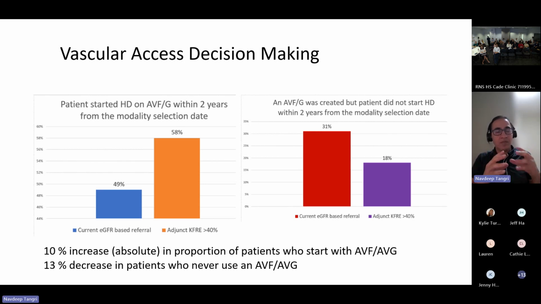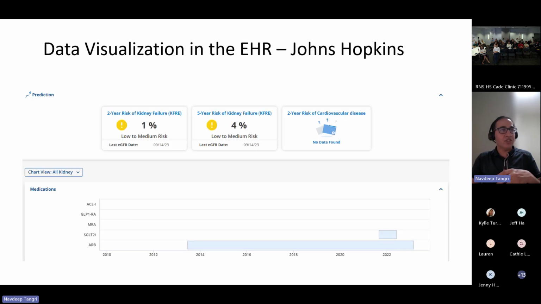In my view, the best way to implement an equation like the KFRE is the lab. The reason I say this is because it's a lab-based equation, and labs are usually large and already have a pipeline into the electronic health record. So you don't have to deal with different electronic health record vendors and different versions or instances of different electronic health records. Nonetheless, people have managed to get it into Epic, which is the dominant EHR in the United States and in Canada now. So this is a visualization from the Johns Hopkins EHR for KFRE.